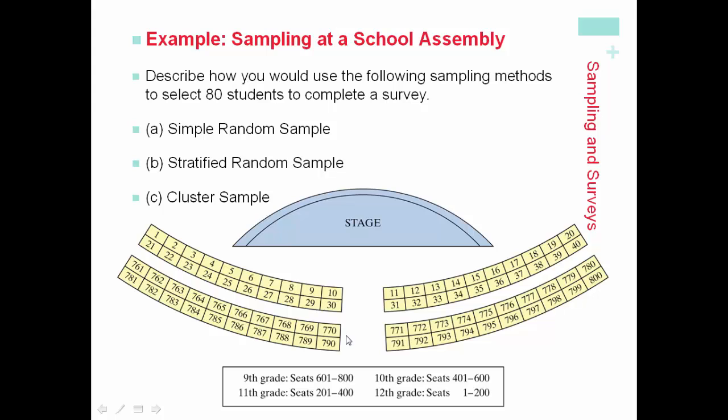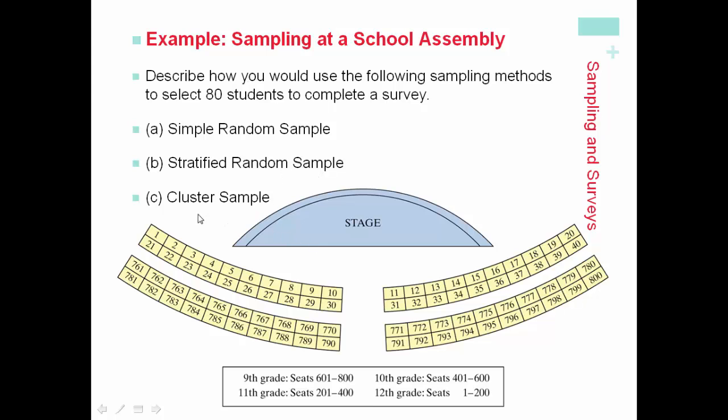So for freshmen, for example, I would use 601 to 800, that's listed at the bottom here. For sophomores, I would use random int on the calculator for numbers 401 to 600. For 11th graders, 201 to 400 using random int, and again for 12th graders, use 1 to 200 using random int on the calculator. And once I have 20 selected at random within each seating area, freshmen, sophomores, juniors, and seniors, that would be my stratified random sample.